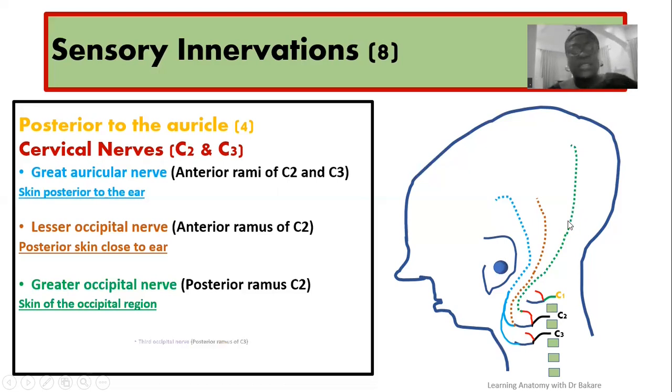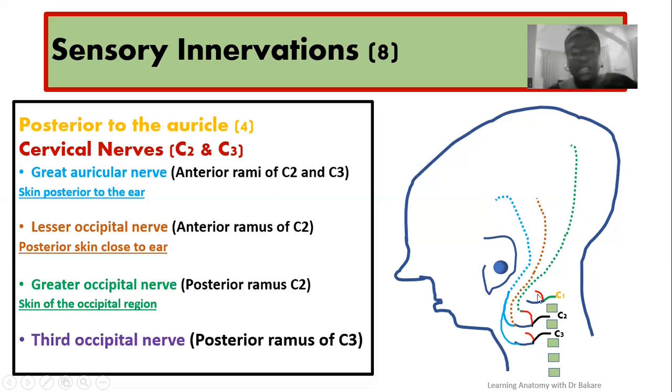And the last one is the third occipital nerve. The third occipital nerve is a branch from posterior ramus of the third cervical spinal nerve. This is the third cervical spinal nerve. This is the ventral ramus. This is the dorsal ramus. The ventral ramus here is highlighted in blue, and the dorsal ramus here is highlighted in red. So it is from the dorsal ramus here that is highlighted in red that we have the emergence of the third occipital nerve. And this is what is highlighted here in purple.